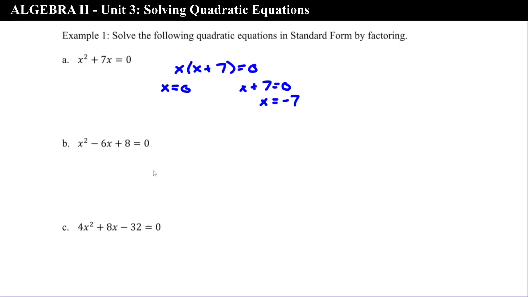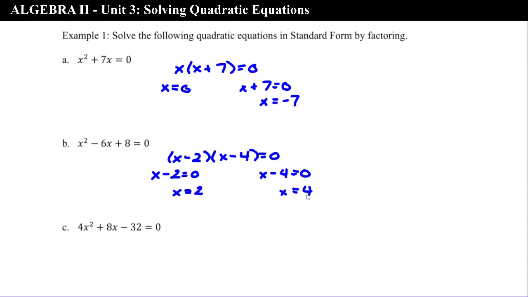For b, we have x squared minus 6x plus 8. Well, this one we can factor by finding two numbers that multiply to give us 8 and add to give us negative 6. Those two factors are negative 2 and negative 4. So you have x minus 2 times x minus 4 equals 0. And then we're going to set each of these separately equal to 0 using the zero product property. And so x equals 2 or x equals 4. Those are our two solutions.